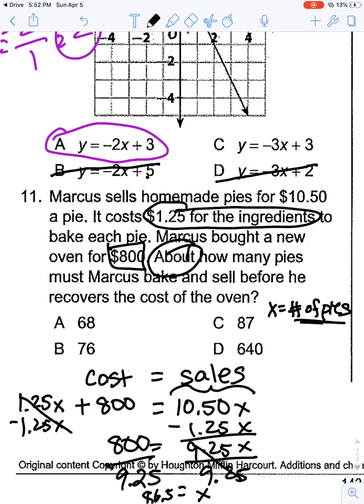Can you have half a pie? Can you sell half a pie? Not really. Okay, so we'd have to round up for that. So let's say that x is approximately 87. So our answer would be C.